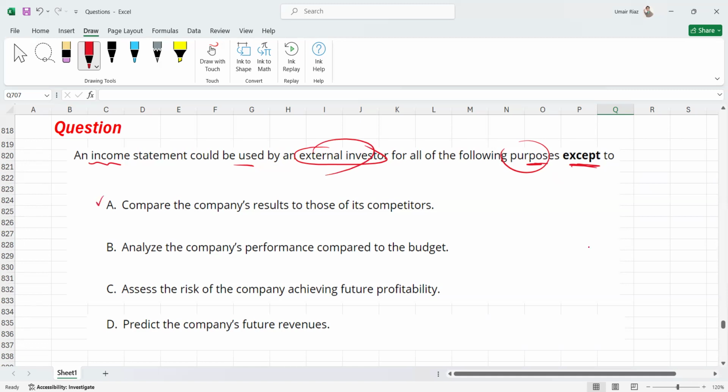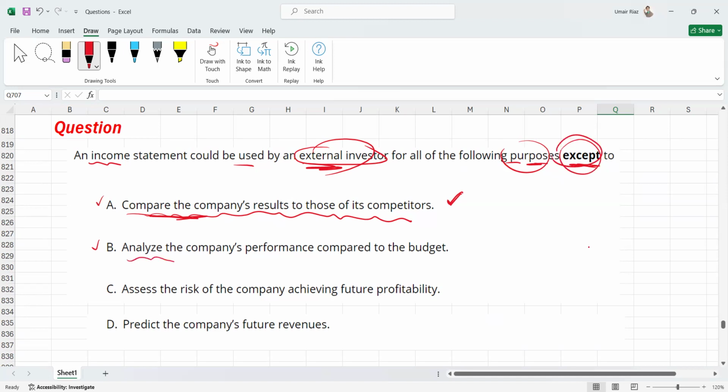Let's read the requirements. Number one, as an external investor, I can use the income statement to compare the company's results to those of its competitor. Yes, I can use one company's income statement with the income statement of another company, right? For this purpose, I can use it. But the question is, for which purpose you cannot use? Number two, obviously guys, as investors, we compare financial statements of different companies to see which company is performing well. So for this purpose we use it, but the question is for which purpose we don't use it.